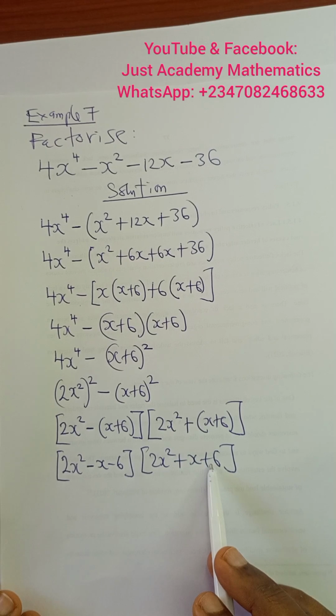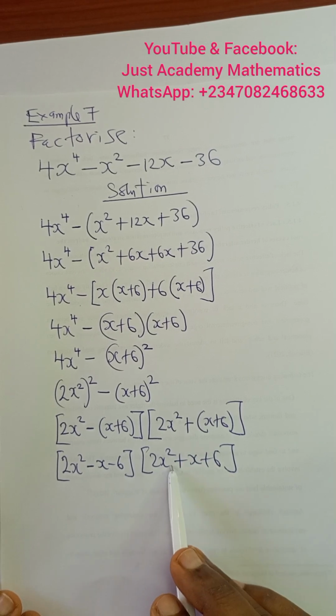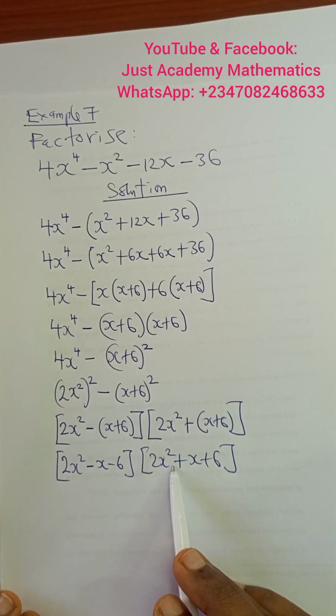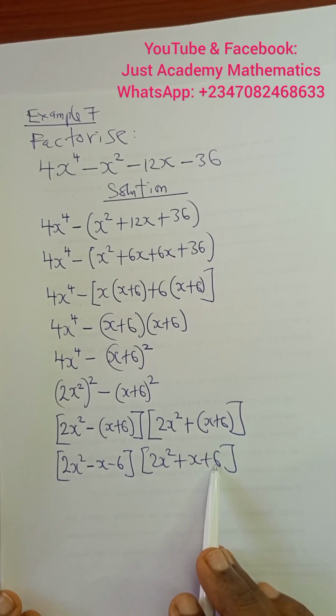Add to give you 1, times to give you 12. I don't think this can be factorized. There is nothing like that. Add to give you 1, times to give you plus 12. There is nothing like that. So this cannot be factorized.